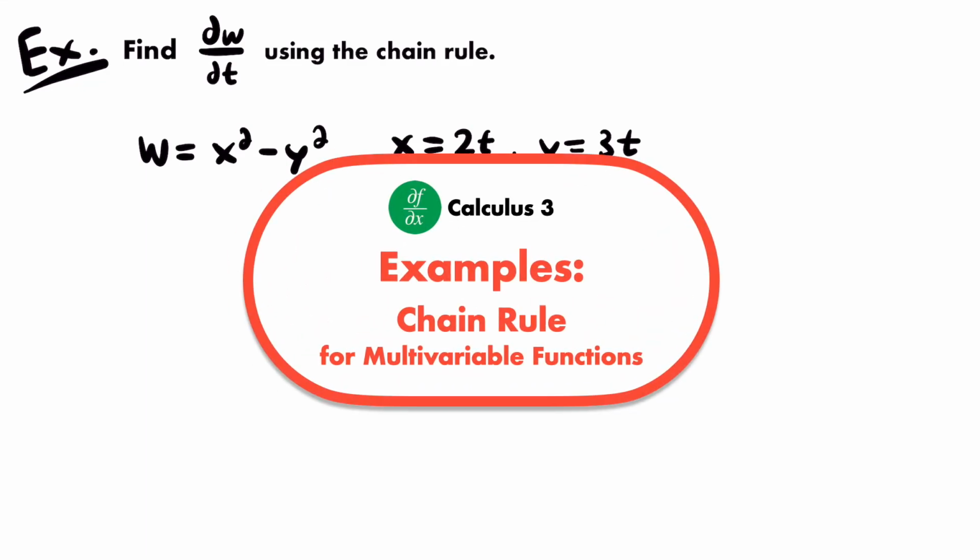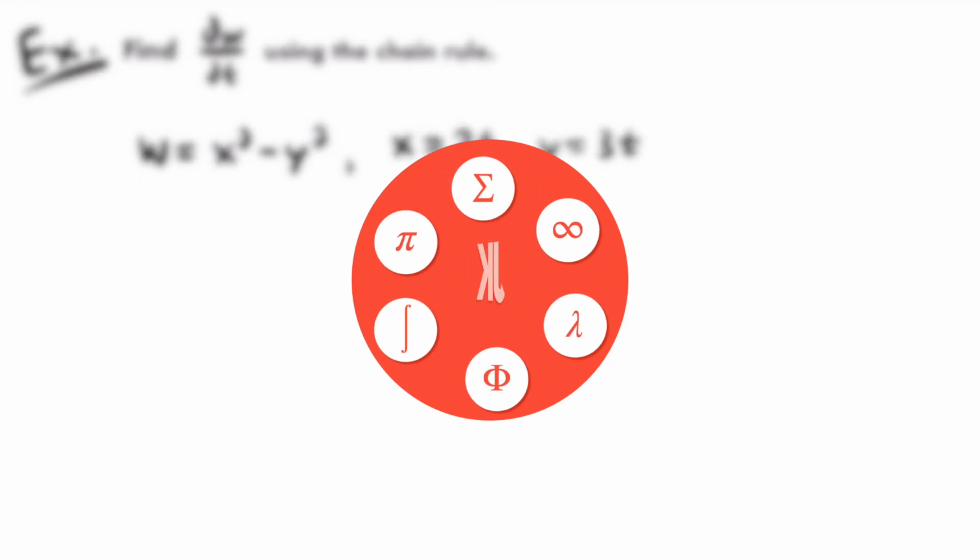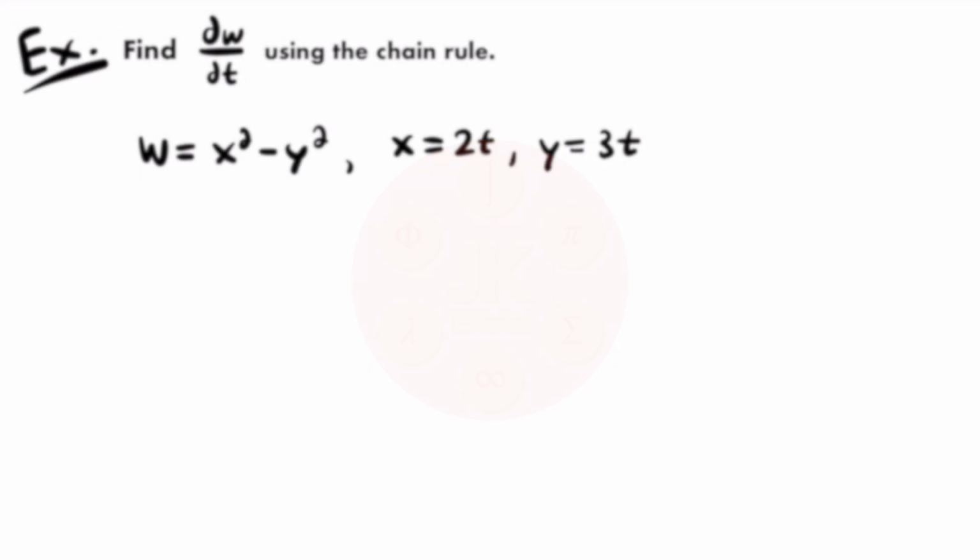Welcome back. Let's practice using the chain rule for multivariable functions. All right, so here's our first example. We want to find dw dt, or the derivative of w with respect to t, using the chain rule.